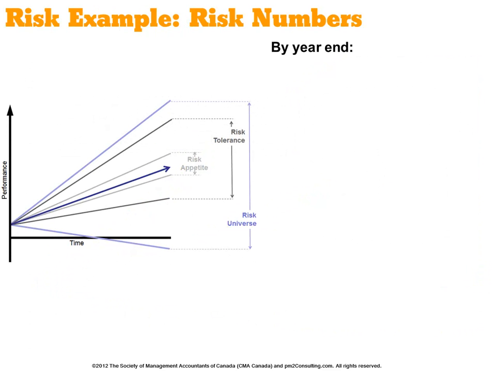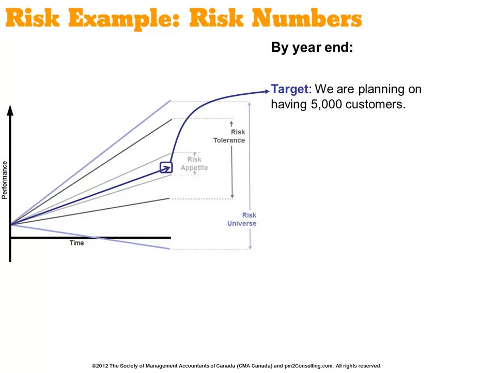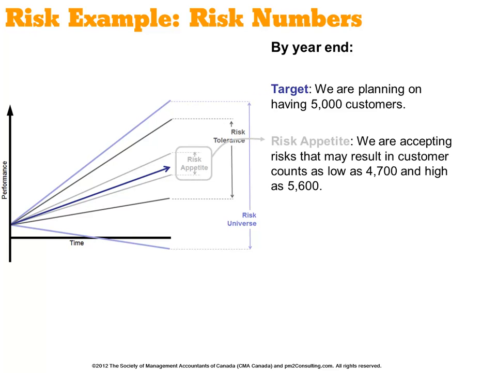So let's talk about this with some numerical examples. Let's say by year end, your current performance or target is, let's say we're planning on having 5,000 customers. Your risk appetite is based on the forecasts and plans. You feel that it might be as low as 4,700 or as high as 5,600. Now, if you go below 4,700, you're obviously going to have some cost and overhead issues. And if you go over 5,600, you might have customer support or brand issues to deal with.